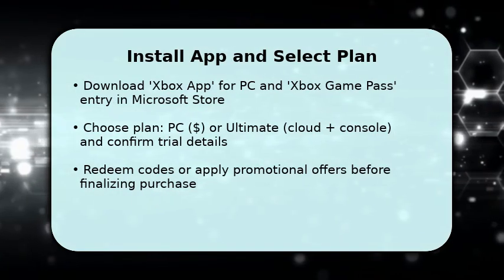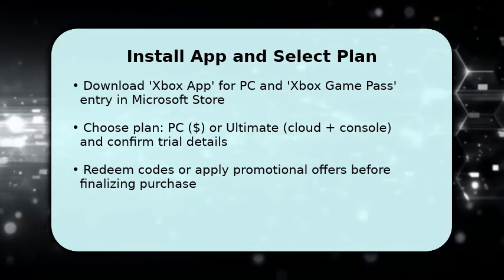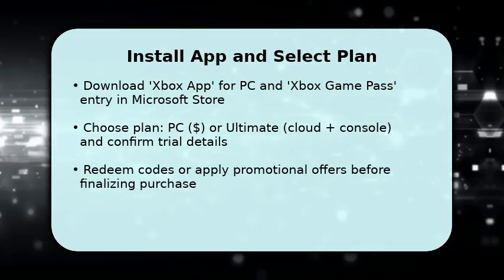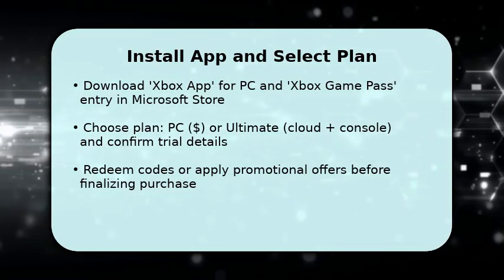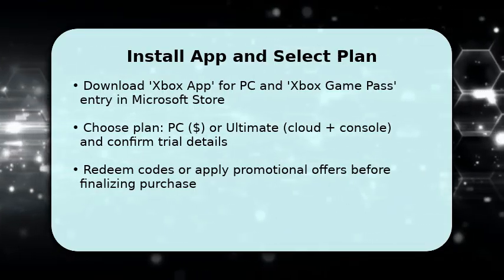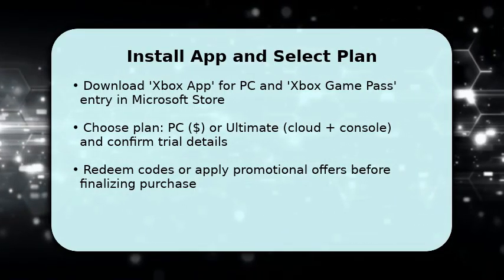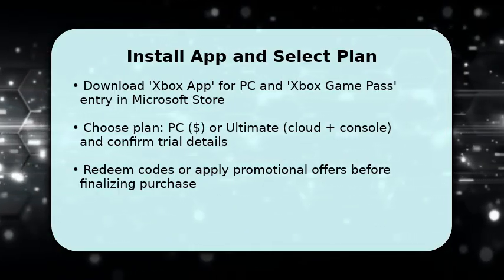Next, install the Xbox app from the Microsoft Store and sign in with that same Microsoft account so your library syncs. Then open the Game Pass page and pick the exact plan. Read the trial length and recurring price before you hit buy. This prevents surprises. If you have a promo code, click Redeem and enter it now. Make sure to use the code before subscribing.